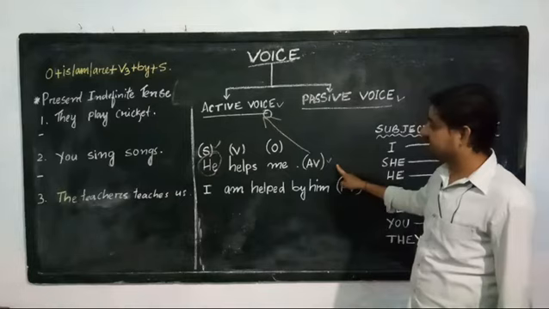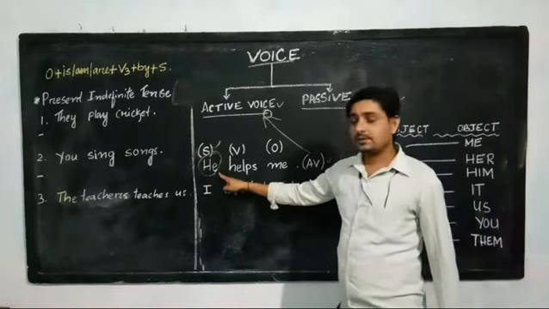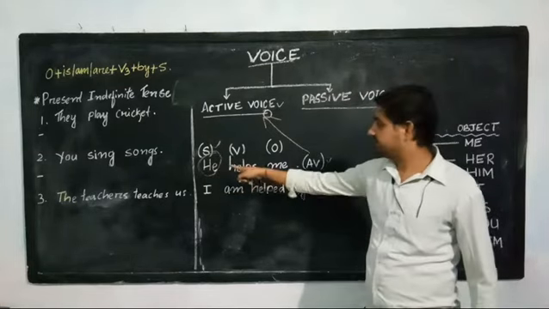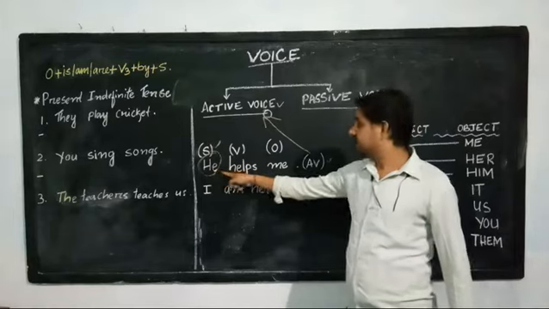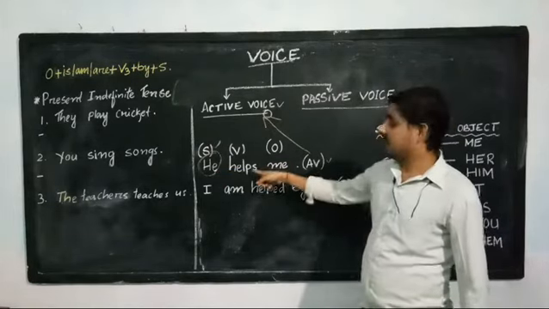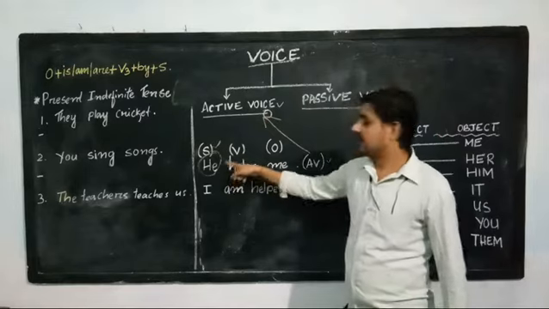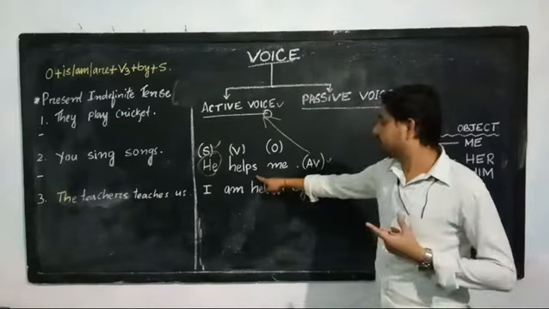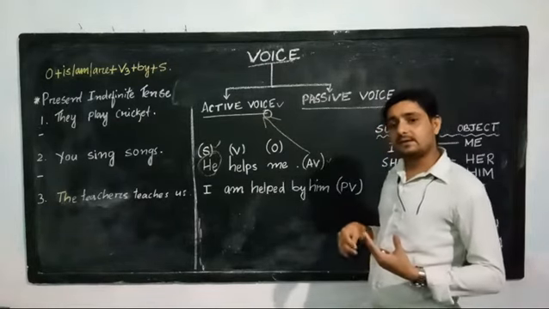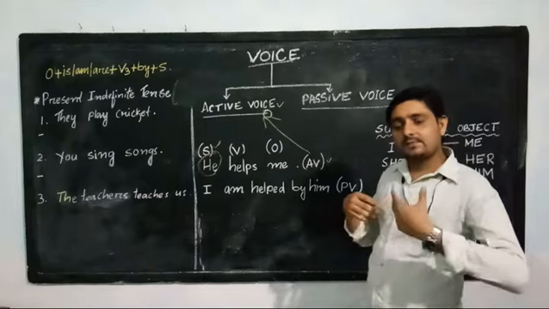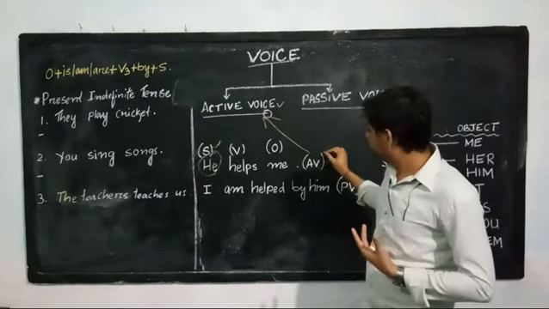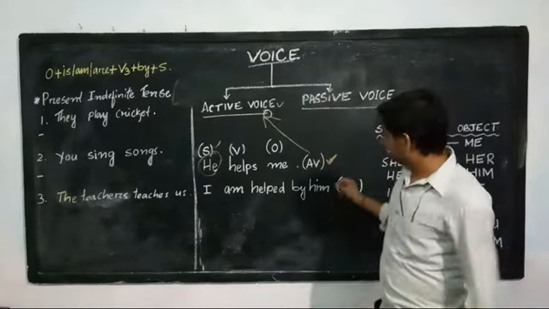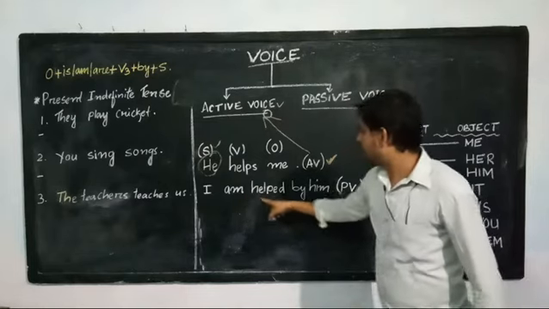Why is it in active voice? Because the subject, he, does an action. What action is he doing? He is helping. That's why, if the subject does an action, the verb is said to be in the active voice. And the other sentence, you see: I am helped by him.